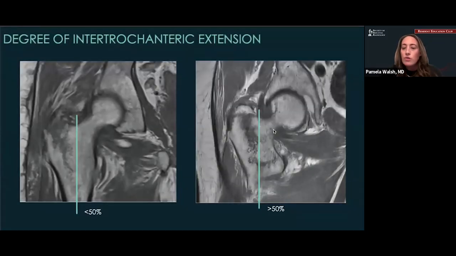So in the literature, if this fracture line extends across the 50% threshold of the midline of the intertrochanteric region, they're more than likely going to go to the OR for surgical fixation. When it's less than 50%, it's really up to the surgeon whether they want to take the patient to the OR to stabilize the hip, or if the patient's going to go on a modified weight-bearing protocol.